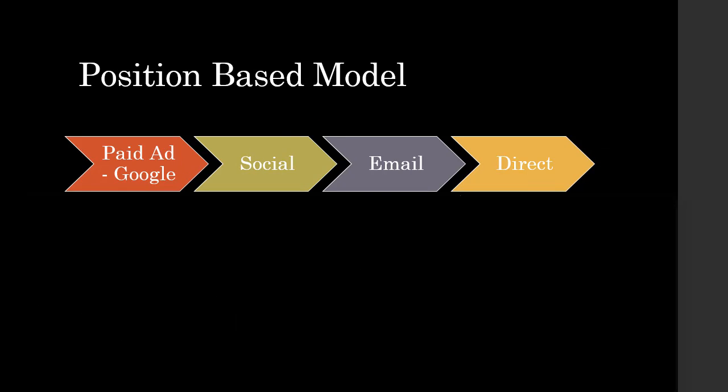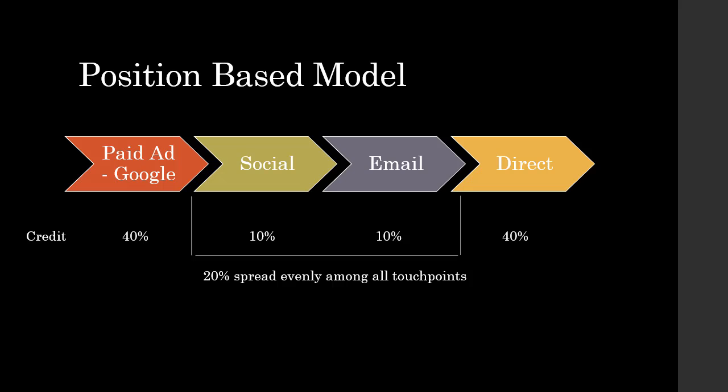In position-based model, 40% of the credit is assigned to the first interaction and 40% of the credit is assigned to the last interaction. Rest 20% is divided among all the other interactions in the middle. In our example, 40% credit is given to paid ad on Google and 40% is assigned to the direct. Rest 20% is equally divided among the other 2 channels, so they each get 10%.